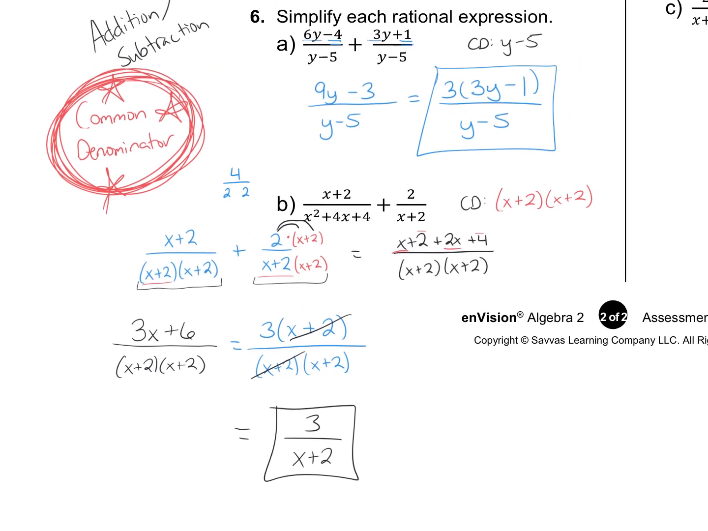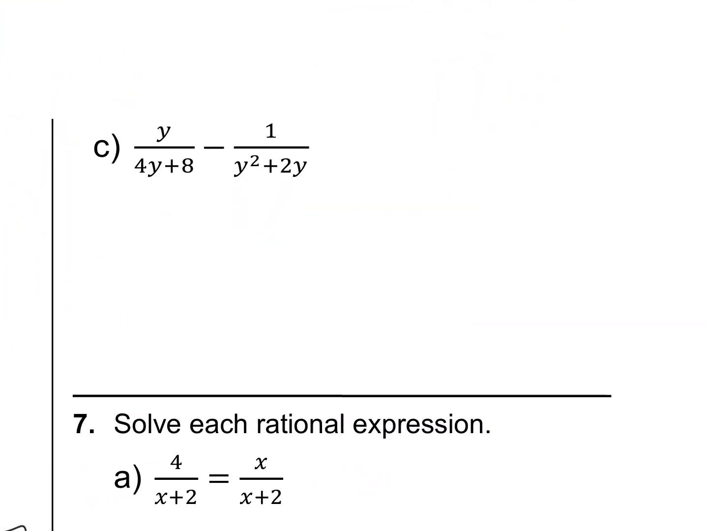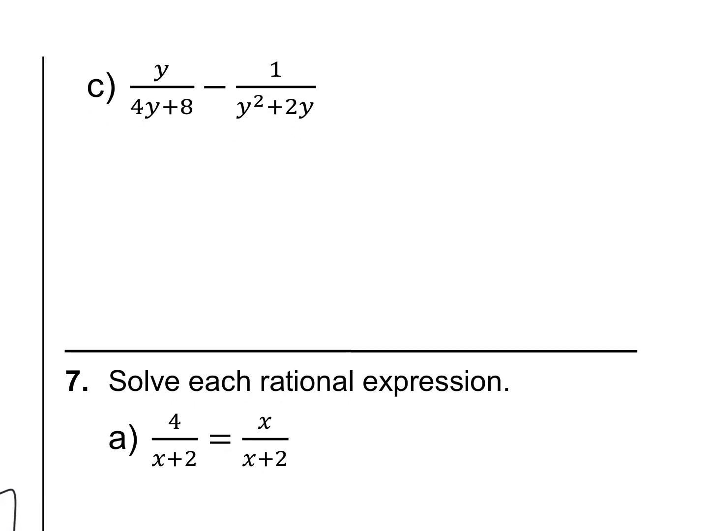Jumping up to C. What do you notice about C? It's subtraction. However, does our process change? No. What should we do first just so we don't have to worry about it? Change the sign. We're going to change this subtraction sign to addition. What signs change? The numerator, the number on top, only in the second fraction.